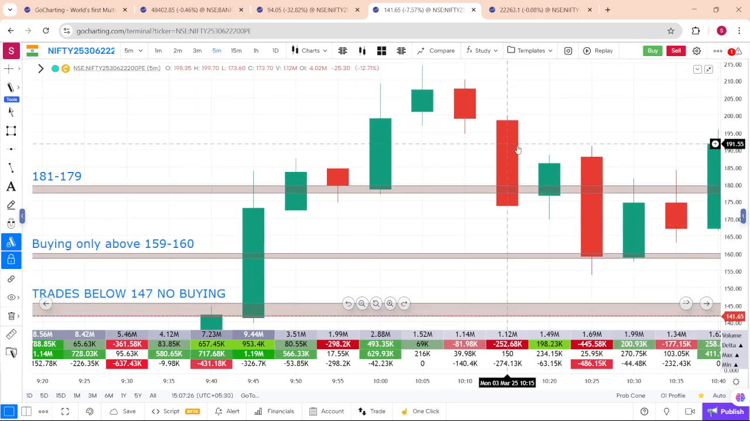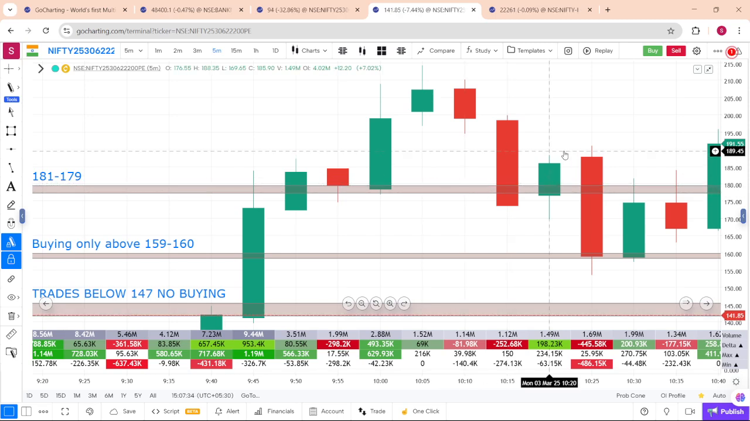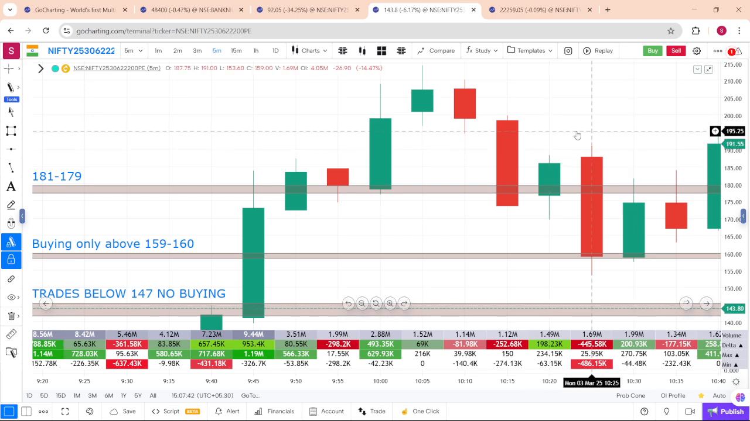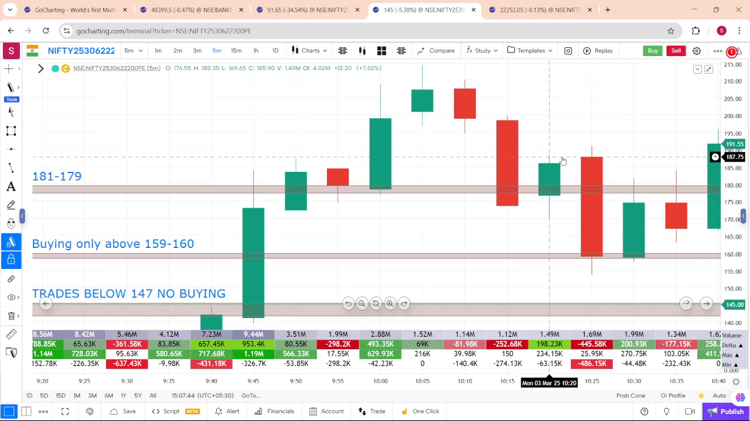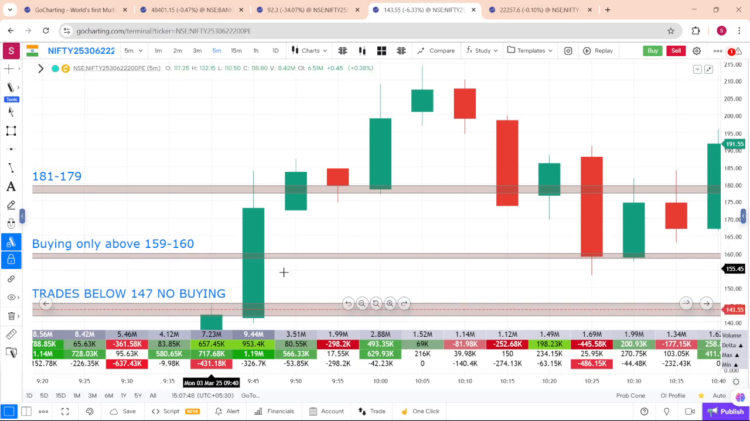Then it has come down. See, this candle has closed below this support level and tried to go up for a retracement also, but failed, and there is a gap here. And the gap will be filled later, I don't know. Let us see what will happen after that. Then this candle closed exactly in this range and didn't close below it.